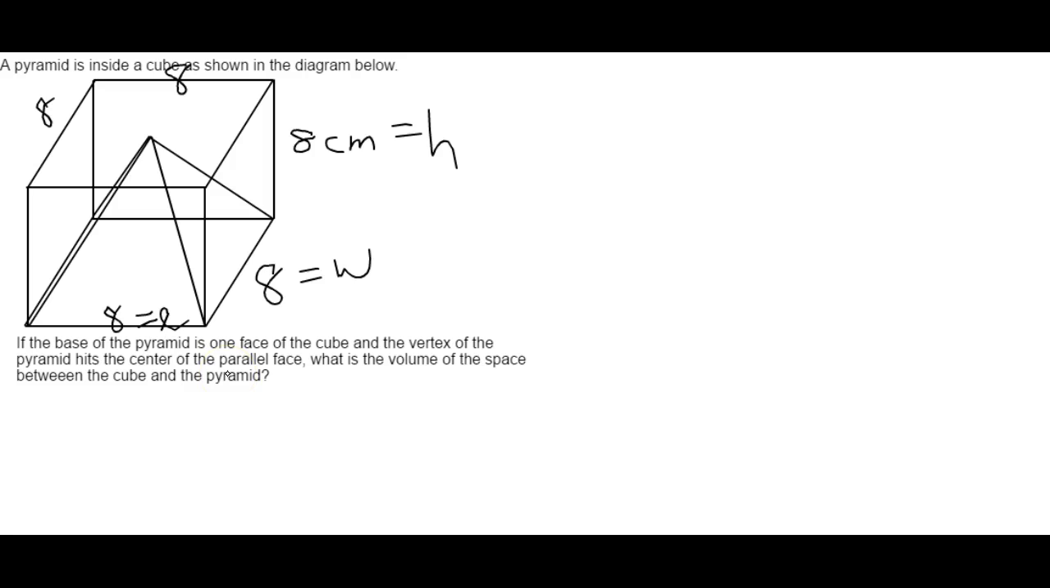If the base of the pyramid is one face of the cube, so they're saying the base of the pyramid is this entire bottom face of the cube, and the vertex of the pyramid hits the center of the parallel face, so the vertex is in the middle of the top square, what is the volume of the space between the cube and the pyramid? So a cube is just a version of a rectangular prism, where all the sides are the same. So we're still going to use the length times width times height, but we do 8 times 8 times 8.